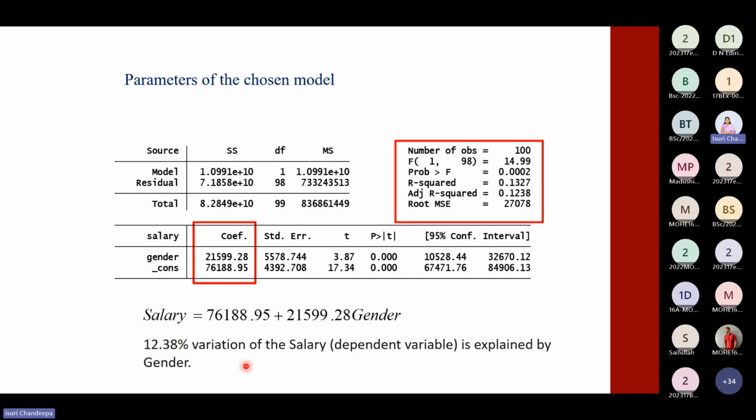That means factors other than gender. So for a model to be acceptable, the adjusted R square should be at least 0.5. Normally we take 0.3, but for a sound, good model, the adjusted R square should be at least 0.5.